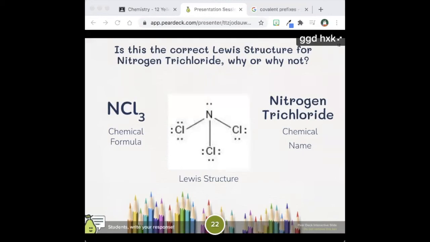Question in the chat asking to remind what the lines stand for. One line in a covalent Lewis structure, or one dash as it's more often called, represents 2 electrons being shared.